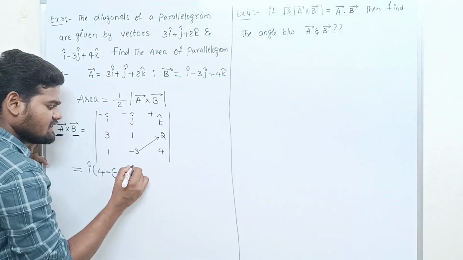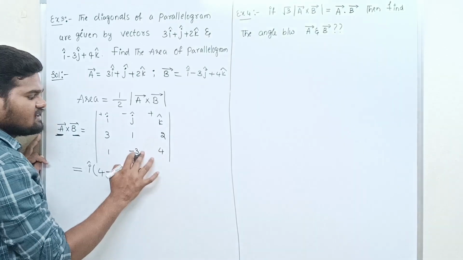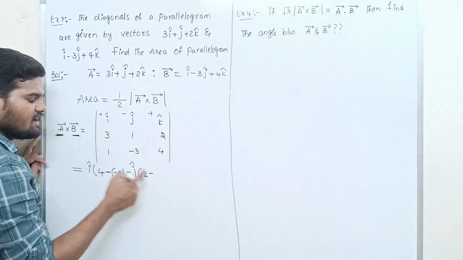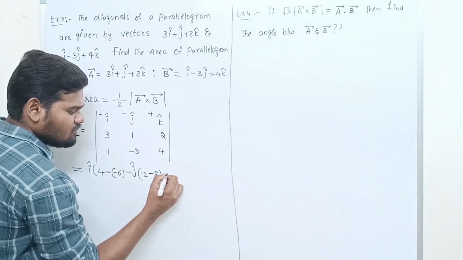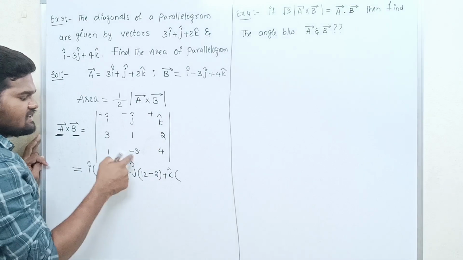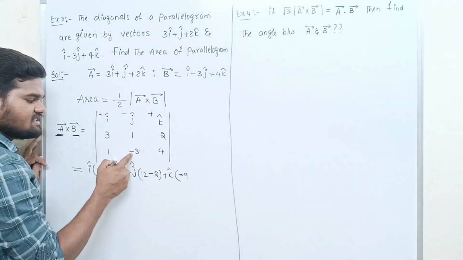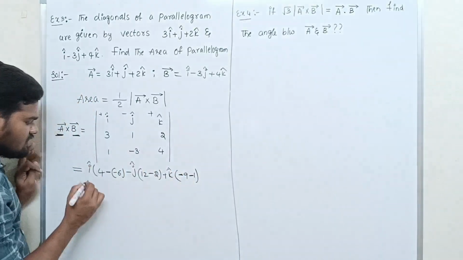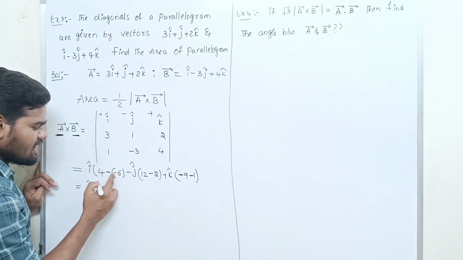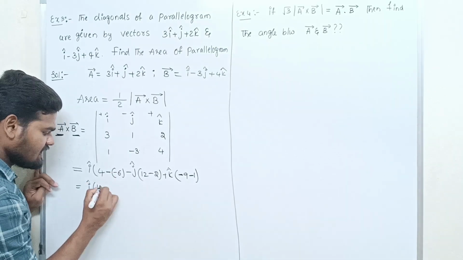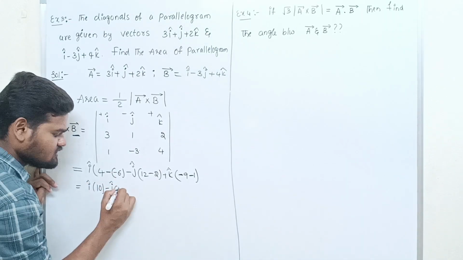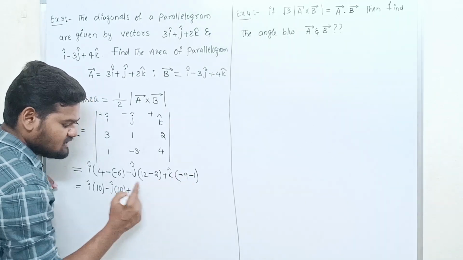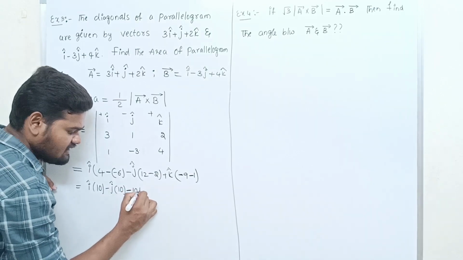Second one is minus j cap. Remove this row and column: 3 into 4 is 12. Moving in the upward direction we take a negative sign: 1 into 2 is 2. Plus k cap: 3 into minus 3 is minus 9. Multiplying in the upward direction we take minus: 1 into 1 is 1. So that is i cap into 4 plus 6, 10, minus j cap into 12 minus 2, 10, plus k cap into minus 1 minus 9, minus 10. So it is 10 i cap minus 10 j cap minus 10 k cap.